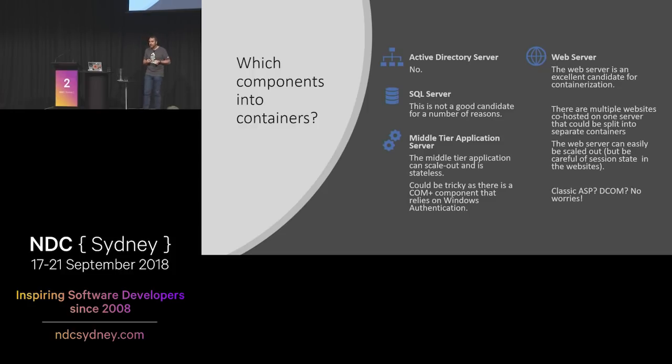And then on the web server side, this is a really excellent candidate for containerization. In this case, there are multiple websites on this web server. Each of those could be split out into separate containers and then managed as individual applications. There is generally no state in these web applications. All their state is held in the database. They can also scale out, so we could have multiple nodes serving our users. These ones happen to be running in this application some classic ASP, some DCOM components, ActiveX controls, but those actually can work in a container, and we're going to have a look at that working soon.